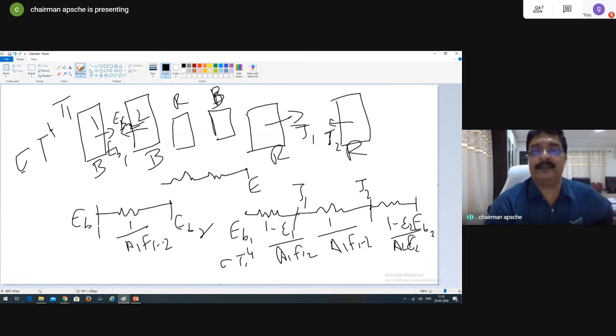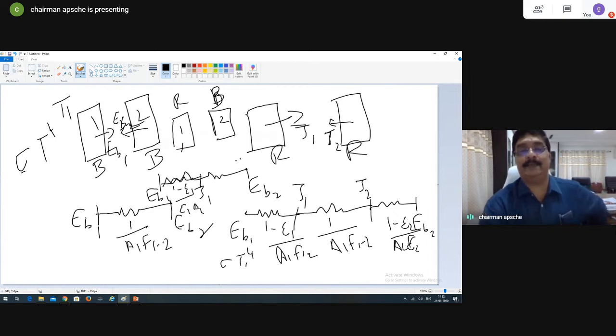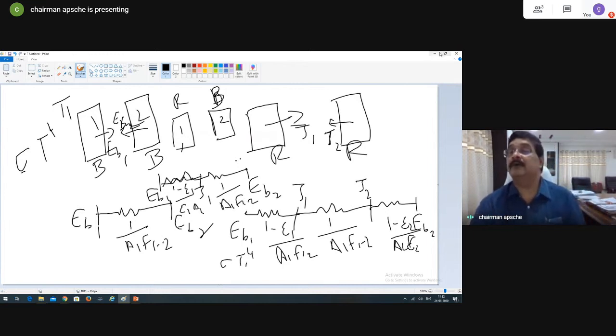Since it's a black body, EB2 comes out, but this is a real surface. So there is a surface resistance, 1 minus epsilon 1 divided by epsilon 1 A1. So it is J1, EB1 which is interacting between the two surfaces, and the shape resistance is in between. Okay, so this is how the shape does.